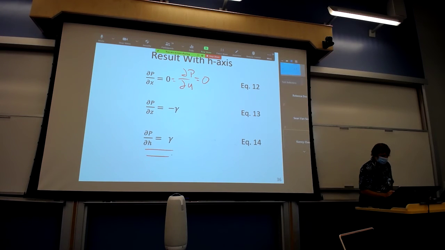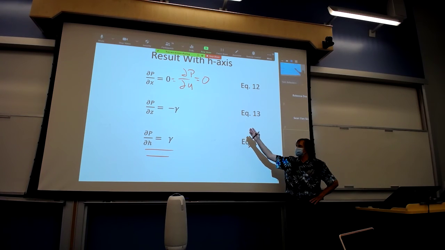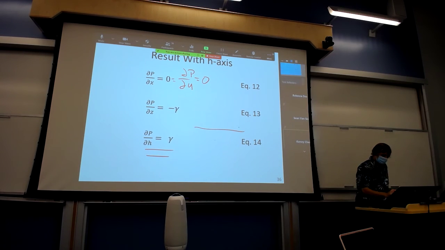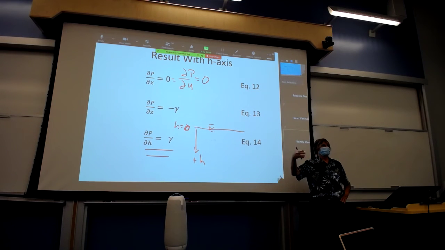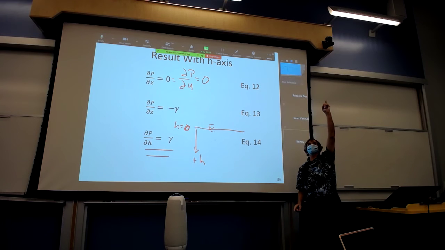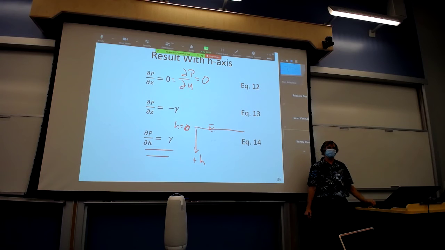And if you had gone through that, what you would find is now that instead of dp/dz is equal to minus gamma, dp/dh is equal to gamma. And again, if this is a free surface, now as you go down into the fluid, the pressure and the h-axis are both increasing as you move downward. With the z-axis, z increases up as pressure increases going down. And that's what gives you that negative sign there.